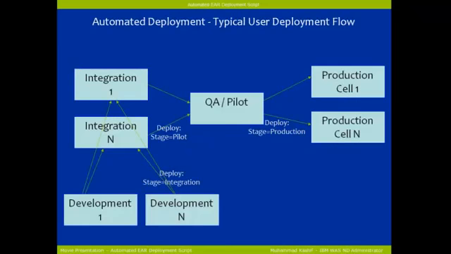This is a typical user deployment flow. In the development environment, the developers deploy the EAR file in their environment, and then it's integrated with QA. The QA environment is for testing purposes. When it's approved for production, then the EAR file is deployed on production, and it goes live. So this is a typical user deployment flow.